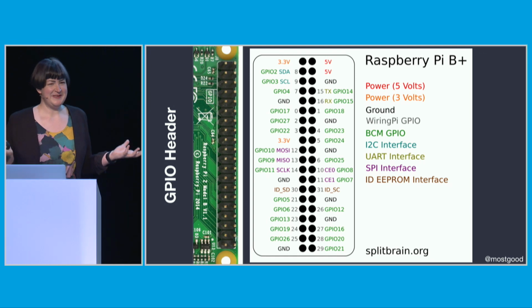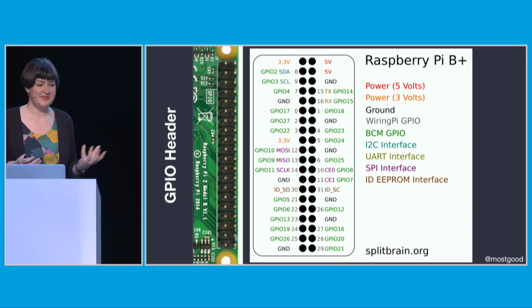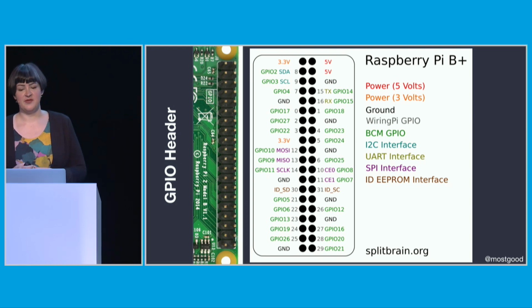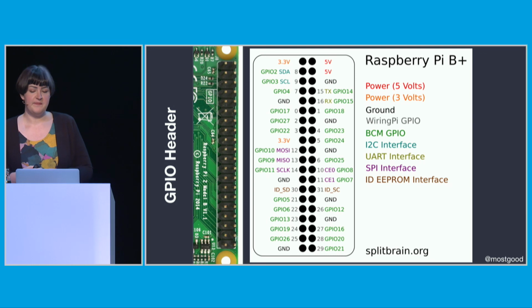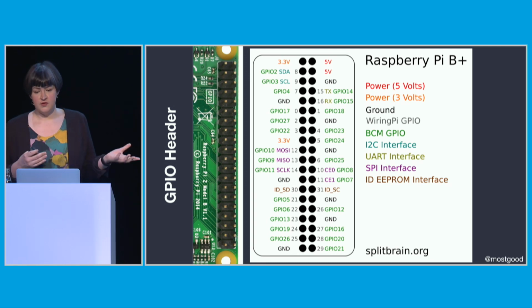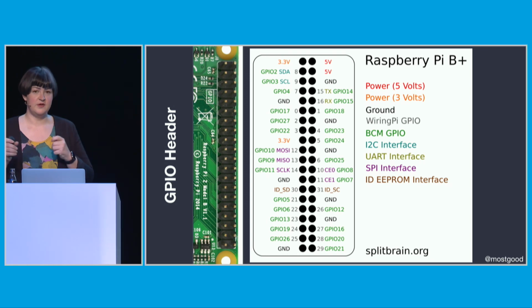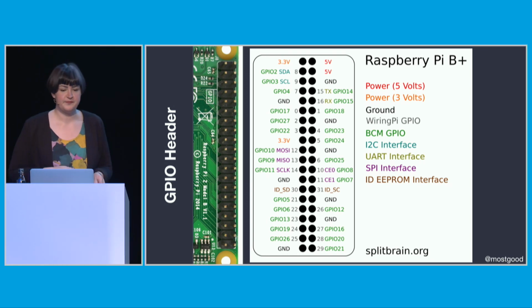So what do these pins do? This is a diagram showing the different pins on the Raspberry Pi Model 3B+. It has a total of 40 pins. Some of these are for power, so there's 3.3 volts and 5 volts, and there's a couple of ground pins. These help you basically create a circuit. And then the GPIO pins are the ones where you can actually send and receive data.